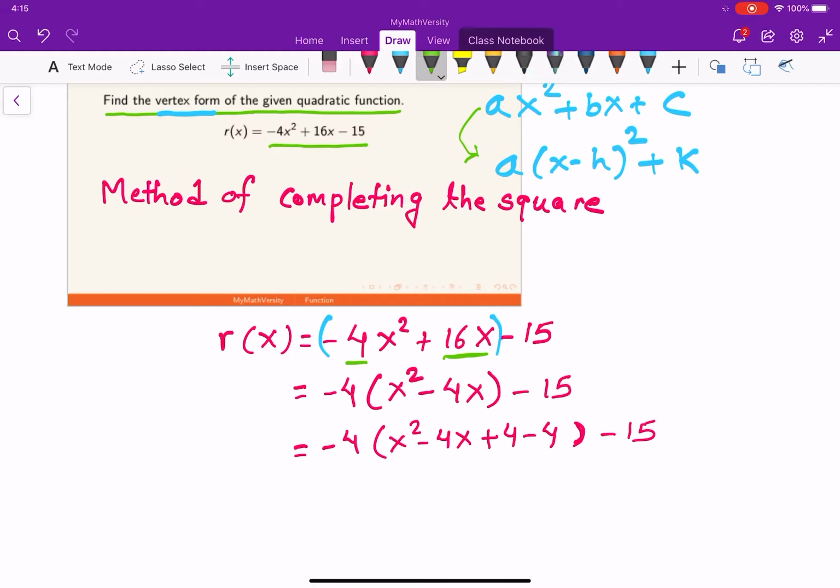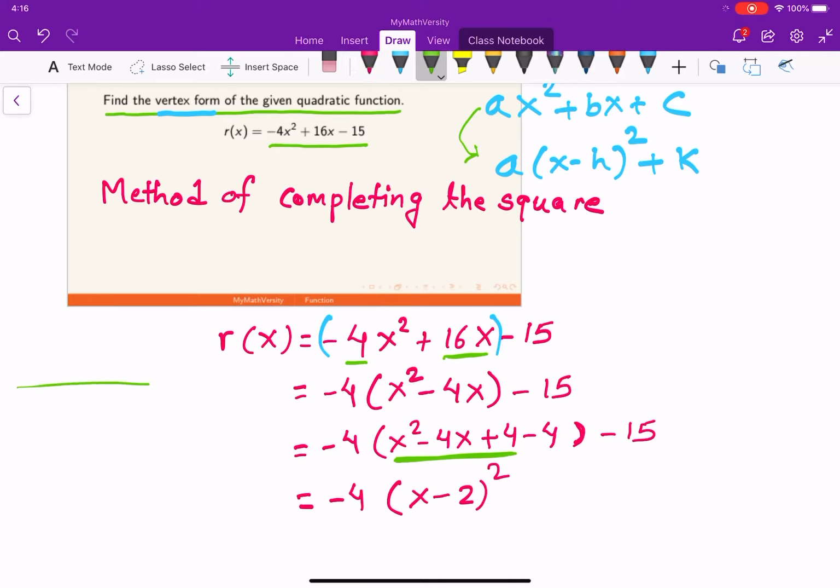If you look at the first three terms of the expression that we have inside the parentheses, x square minus 4x plus 4, that is actually a perfect square. Well, what is that one? Let me write down negative 4, the coefficient, as it is, and the first three terms, x square minus 4x plus 4, can actually be written as the square of x minus 2. So the square of x minus 2, which is a perfect square, right? And that will be x square minus 4x plus 4.